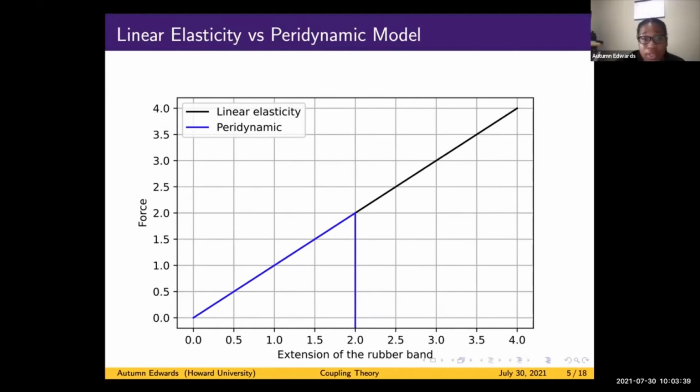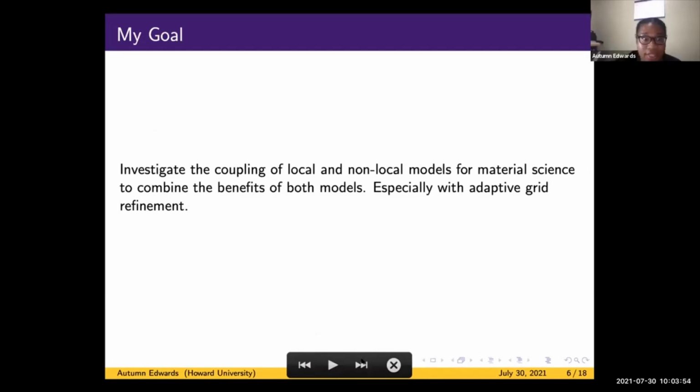So we wanted to use coupling so we can combine the method of the linear elasticity model, which is going on infinitely, and this peridynamic model, so we can get a better method. So we used lots of different coupling approaches. My goal for the summer was to investigate the coupling of the local and non-local models to combine the benefits of both.